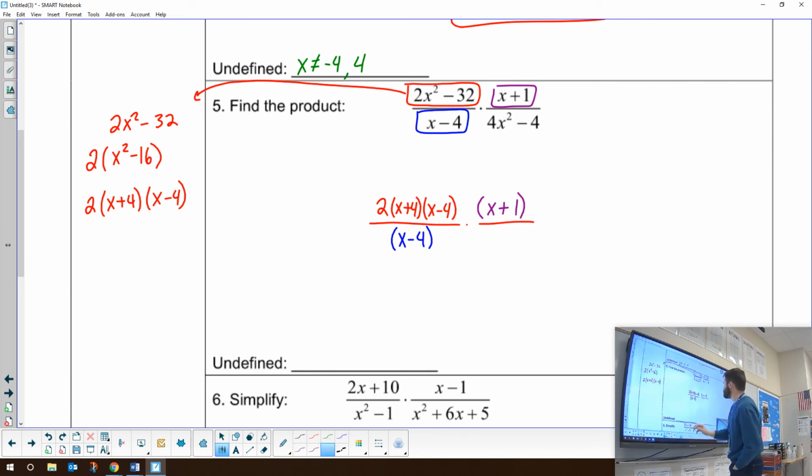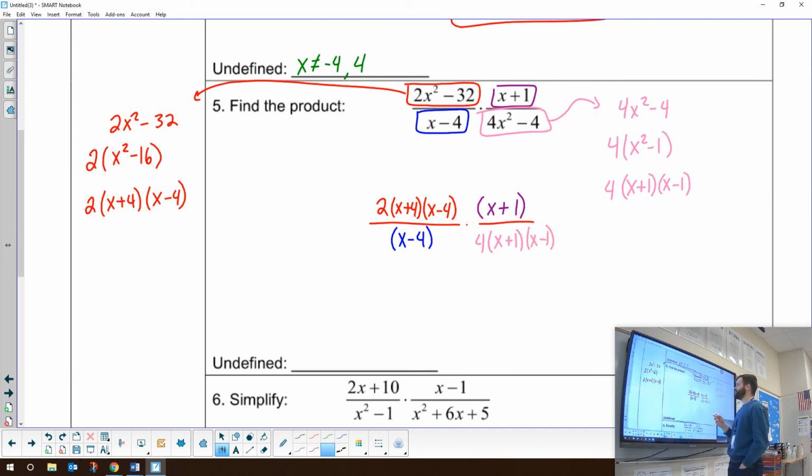And then lastly, my 4x squared minus 4, maybe I can factor that one. 4x squared minus 4. Pull out a GCF of 4, leaving me x squared minus 1. And that x squared minus 1 is a perfect square. So I can make this x plus 1 times x minus 1. All right, so there we go. We're going to have 4 times x plus 1 times x minus 1.